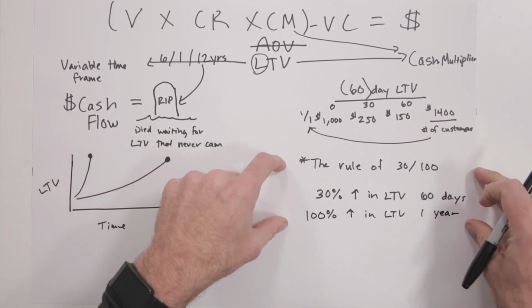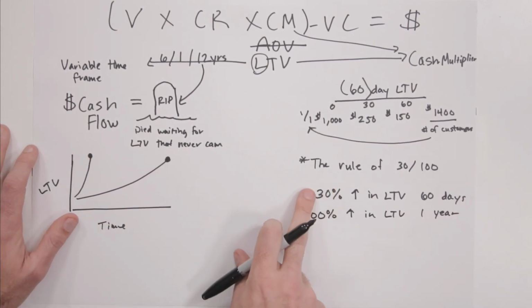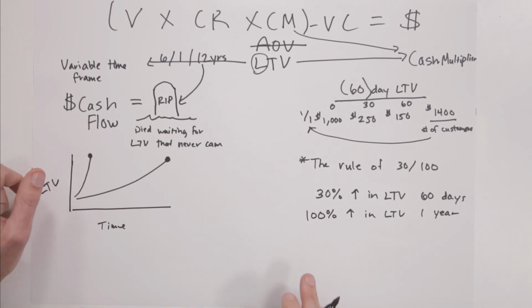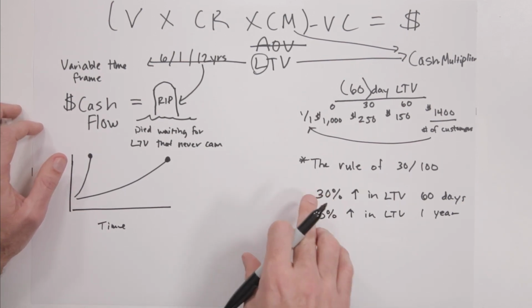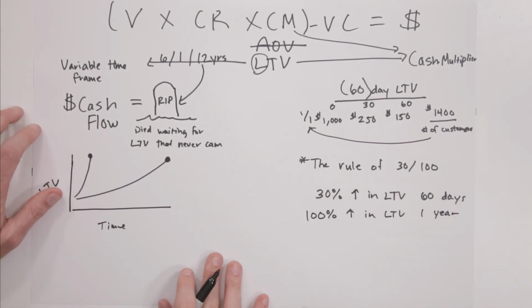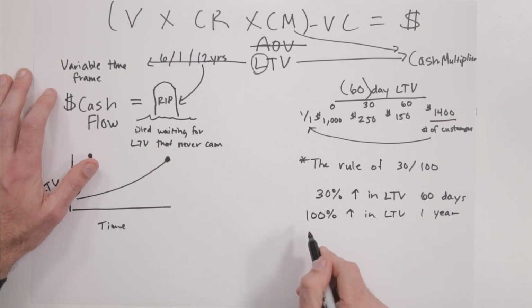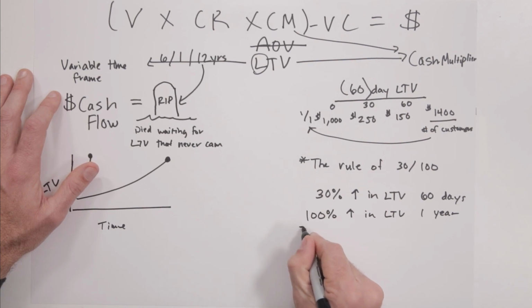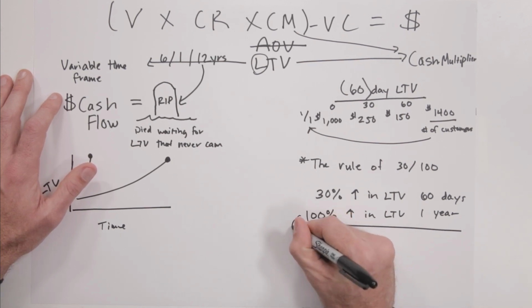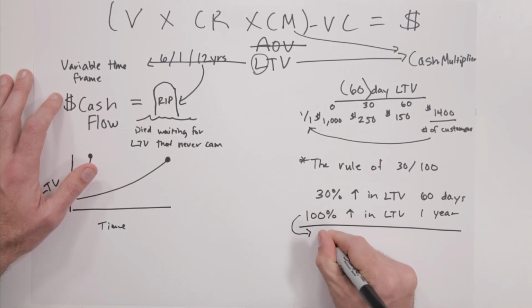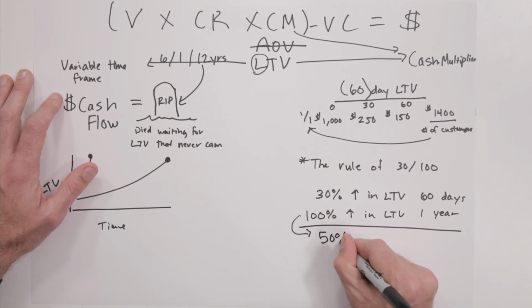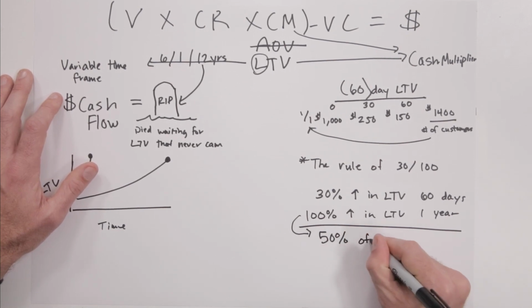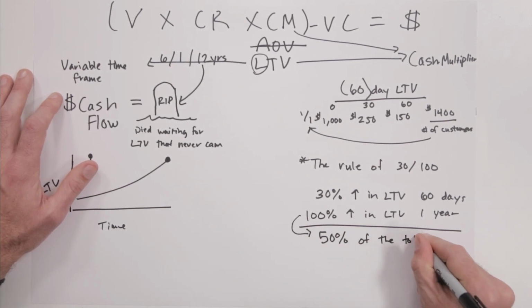If you can get your business to a place where you are increasing your AOV to LTV, 30% in 60 days, 100% within a year, you are going to continue to grow steadily because you are going to be stacking increasingly valuable cohorts. What will happen if you get to 100% is that your initial AOV, your initial purchase, will only be 50% of the total value.